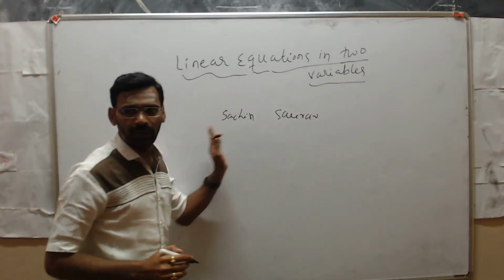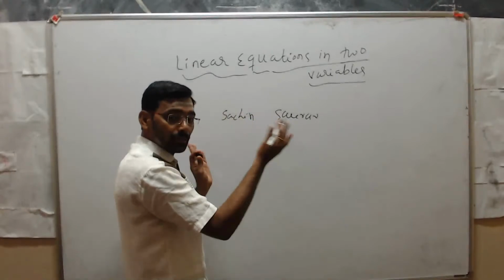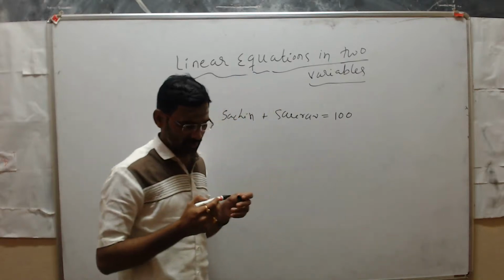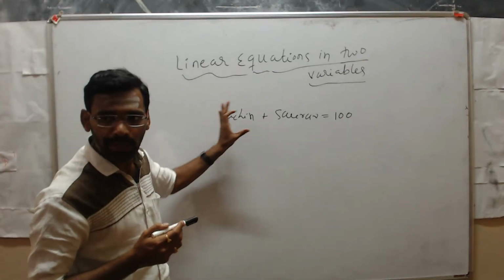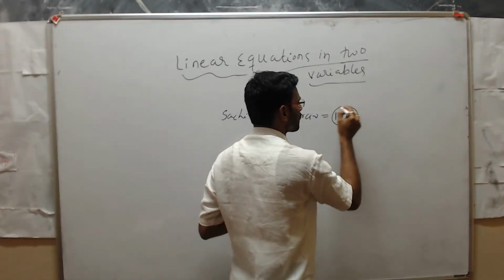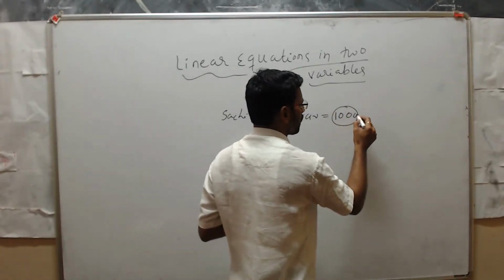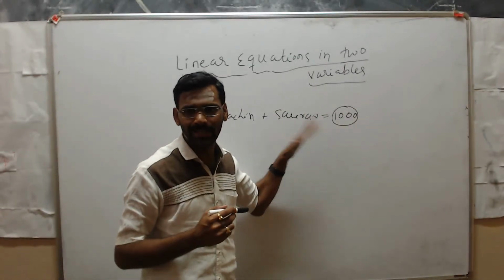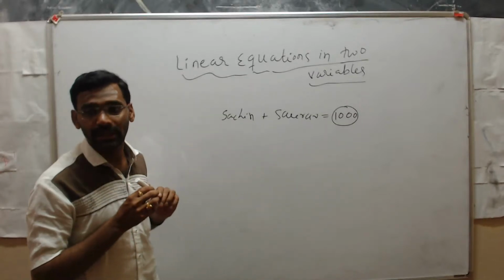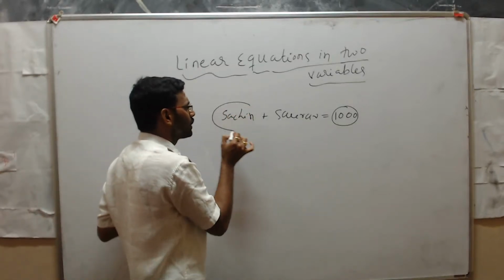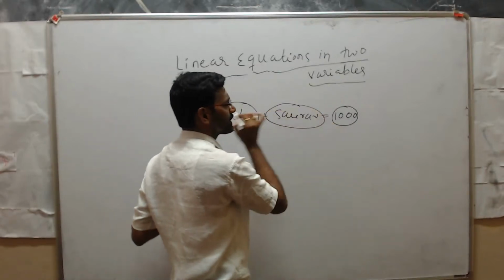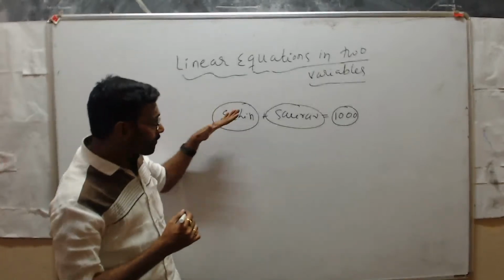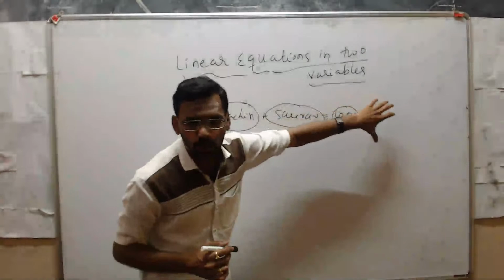The two friends together contributed how many rupees? 1000 rupees. Sachin plus Saurav contributed 1000 rupees. This is the situation. Here there are two characters. Sachin is different, Saurav is different. So this is Sachin plus Saurav contributed 1000 rupees.